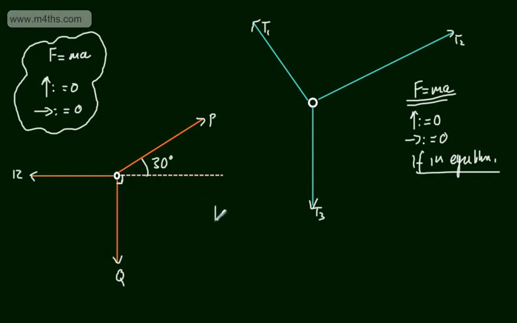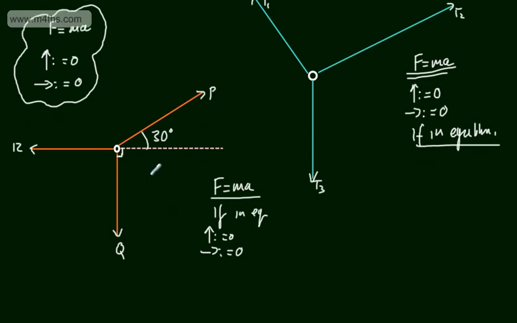What we're going to do is use Newton's second law, F is equal to ma. If in equilibrium, resolving vertically is going to be equal to 0, and resolving horizontally is going to be equal to 0. I'm going to start off by resolving horizontally, because if I resolve vertically, I've got 2 unknowns. So I want to resolve horizontally to find the value of P. Then I'll sub it into the vertical, resolve vertically, and then go ahead and find Q.